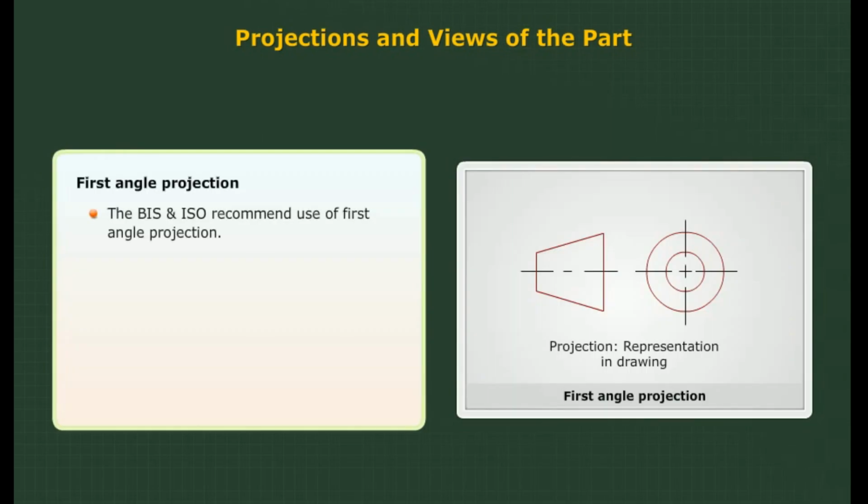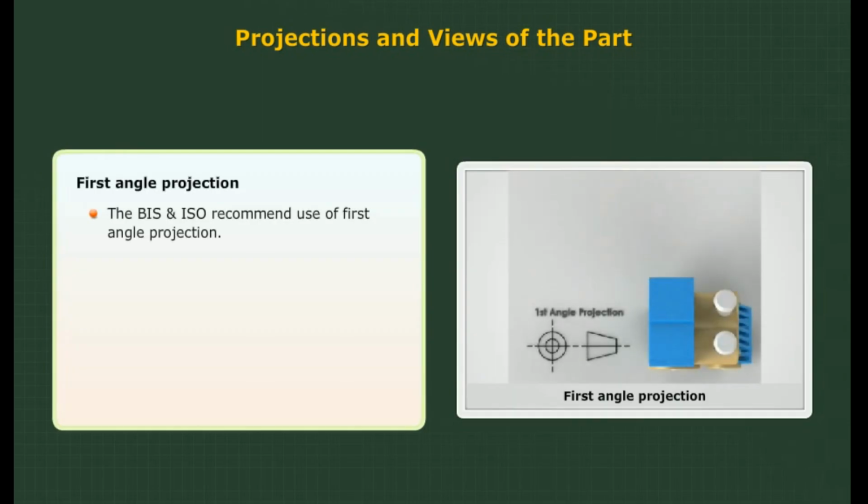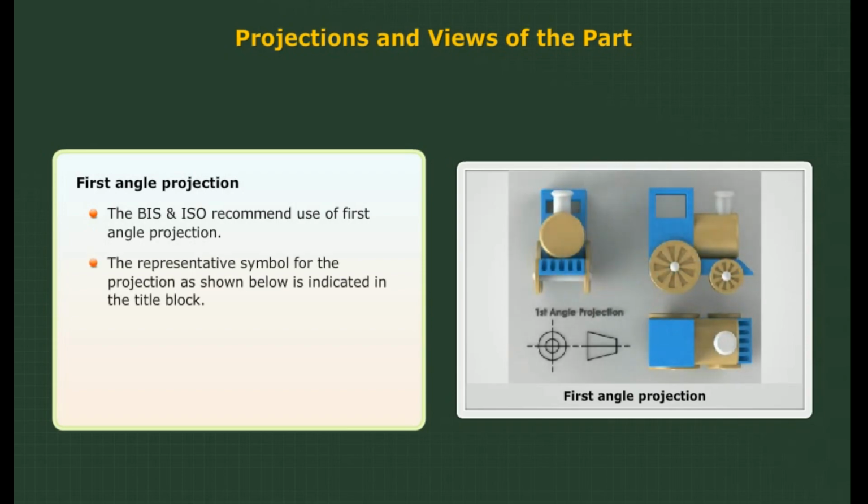First angle projection. The BIS and ISO recommend the use of first angle projection. The representative symbol for the projection, as shown below, is indicated in the title block. The object may be assumed to be situated in the first quadrant and then projected on the planes. This method of projection is known as first angle projection.